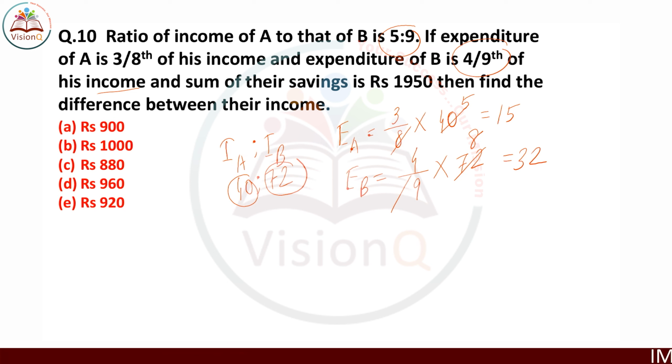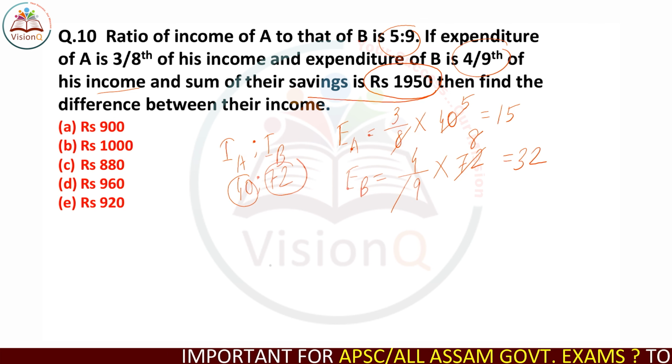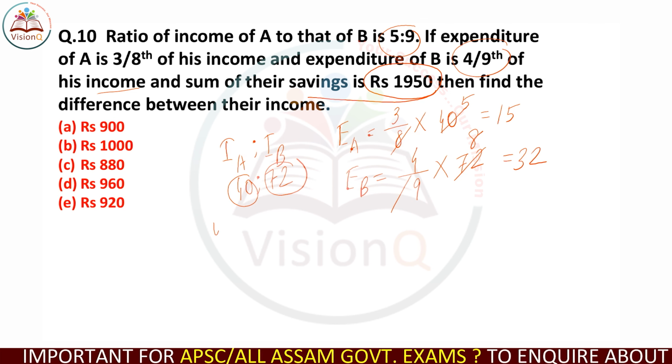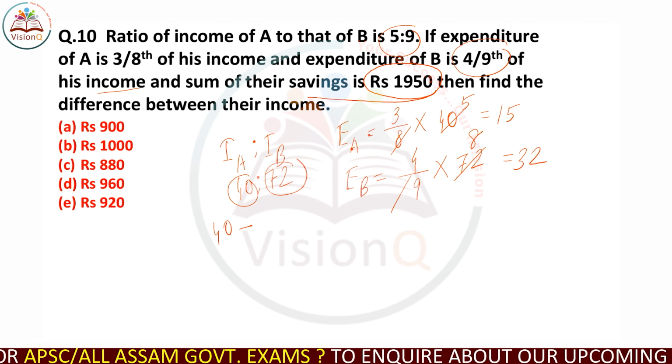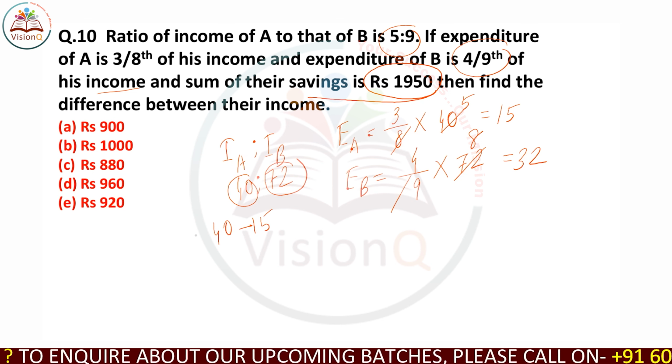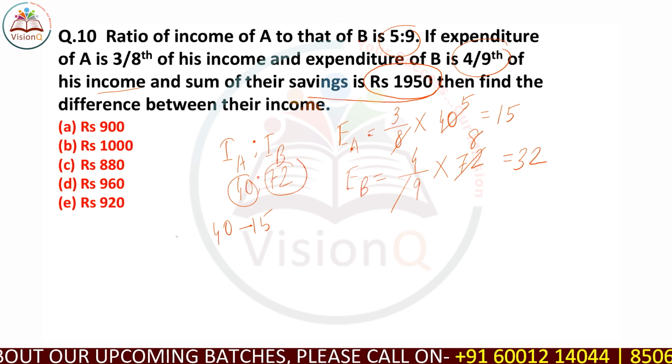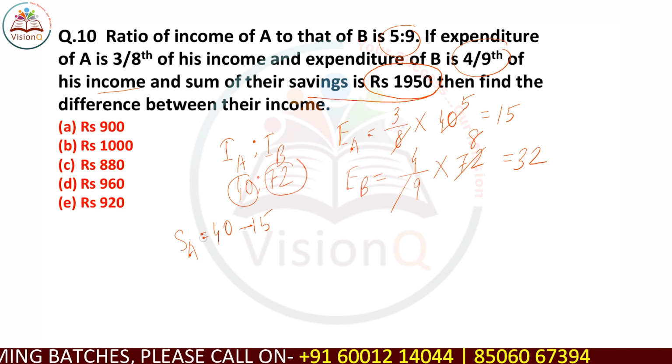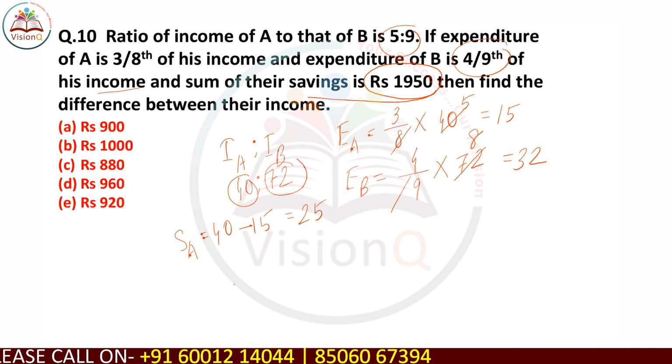Now what is given? The sum of their savings is 1950. So now I have to find out the savings of A and savings of B. Income of A is 40 minus expense of A is 15. If I subtract income of A minus expense of A, I will be able to find the savings of A, which will be 25 as per ratio.